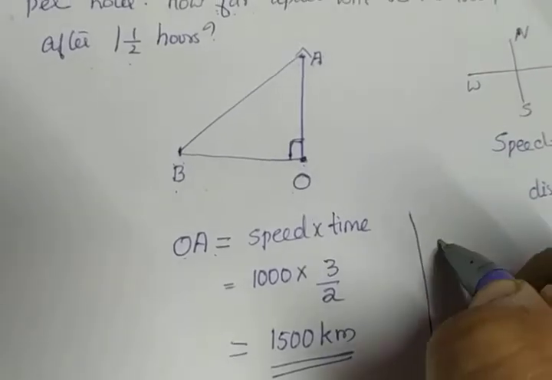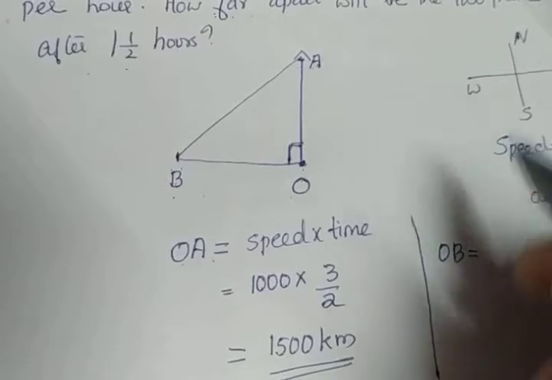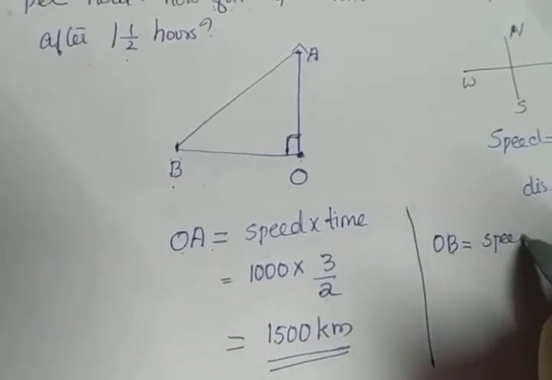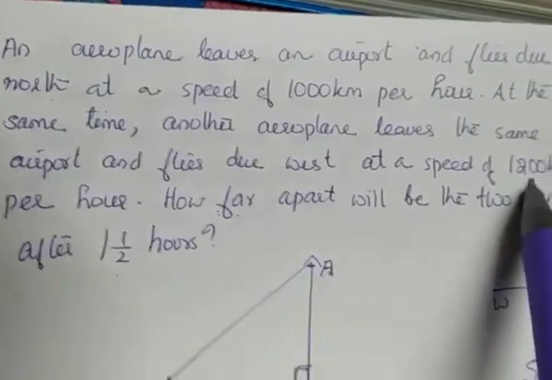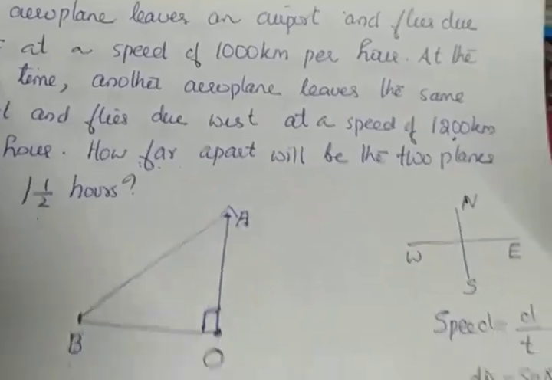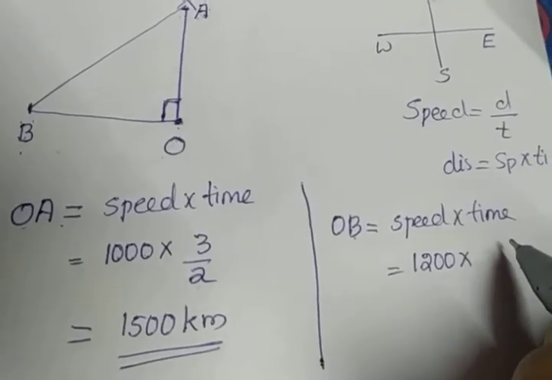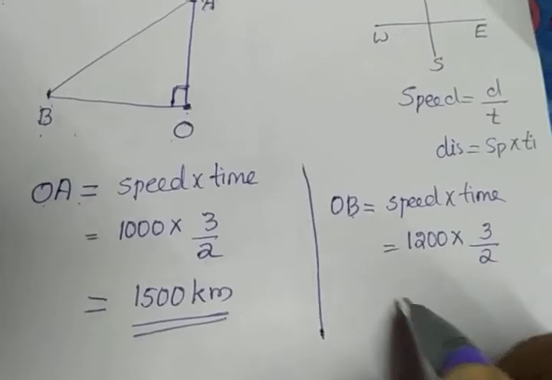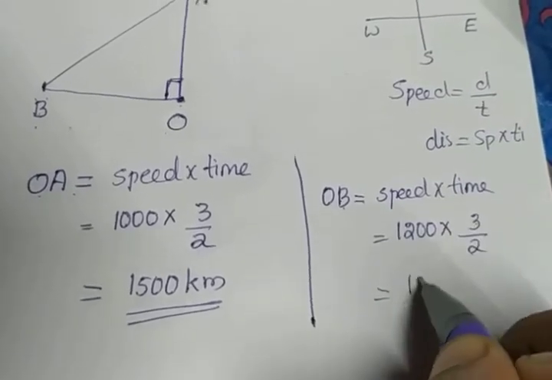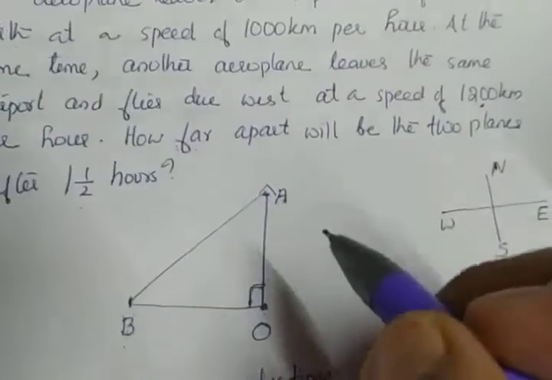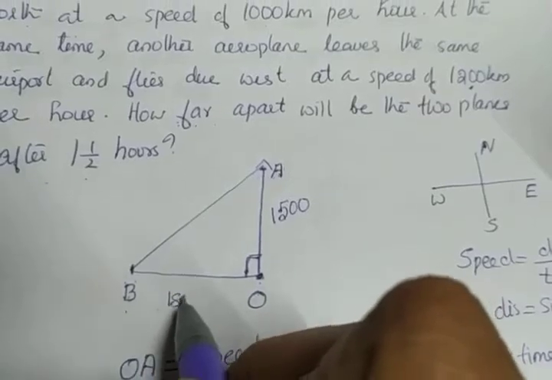Same way, calculate OB. What is OB? OB is the distance traveled by the second plane in 1.5 hours. So to find OB, what can we do? We can use the same formula, speed into time. What about the speed of the second aeroplane? The speed is 1200 km per hour. There also the time is 1.5 hours. 1.5 hours means it is 3/2. Okay, 1200 by 2 gives you 600. 600 into 3 gives you 1800 km. So we got OA as 1500 km and OB as 1800 km.